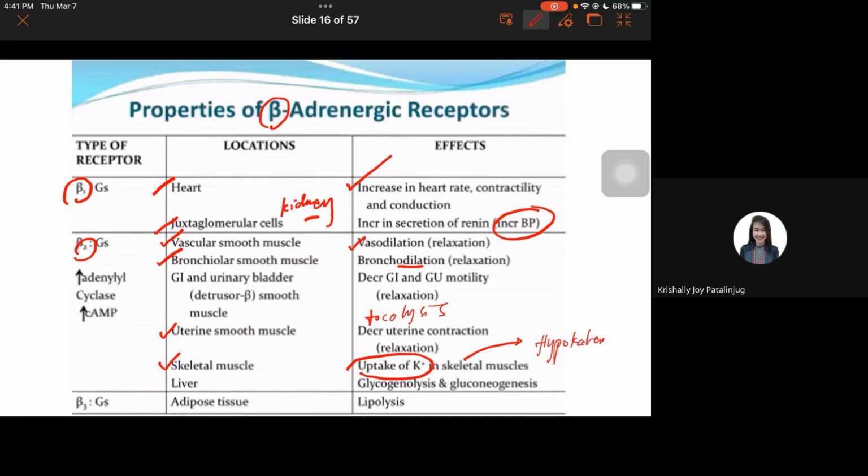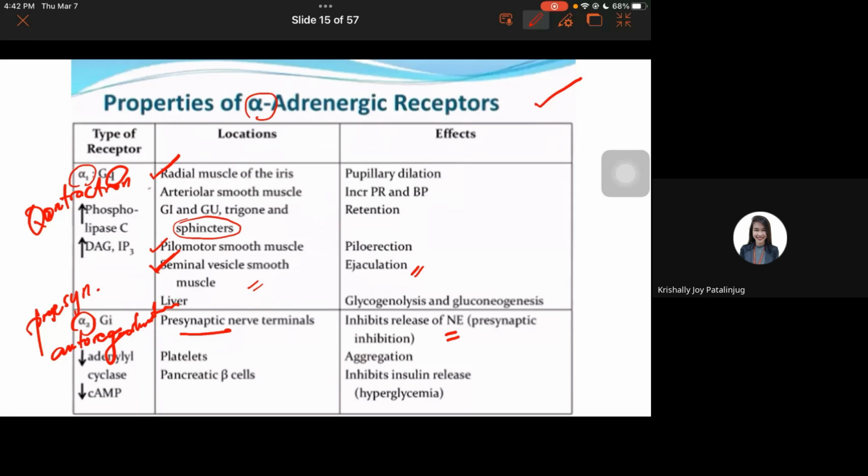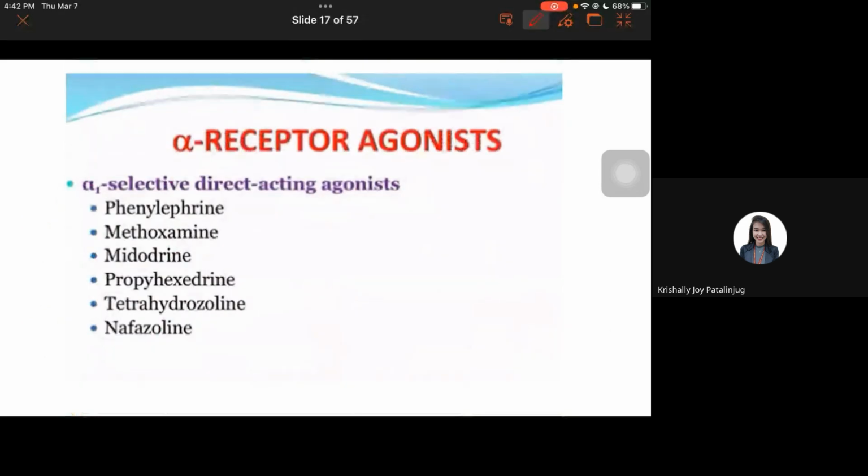Hypokalemia, di ba? That happens when beta 2 is activated in the skeletal muscle cell membrane. Okay, then beta 3. Na-discuss ko din to, di ba? It is located in the adipose tissue. And when beta 3 is activated, lipolysis. It is clinically useful for obesity. Okay? So these were already discussed sa previous meeting natin.